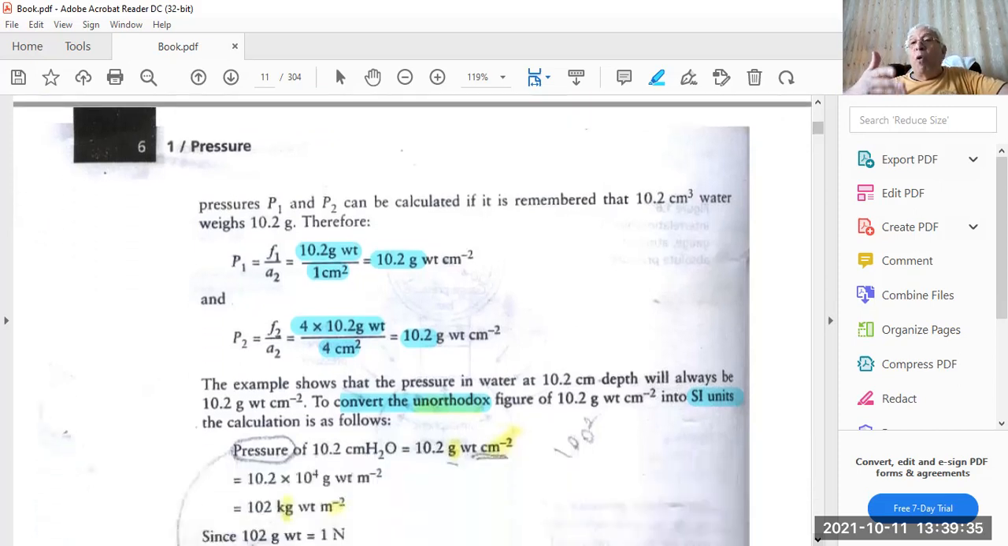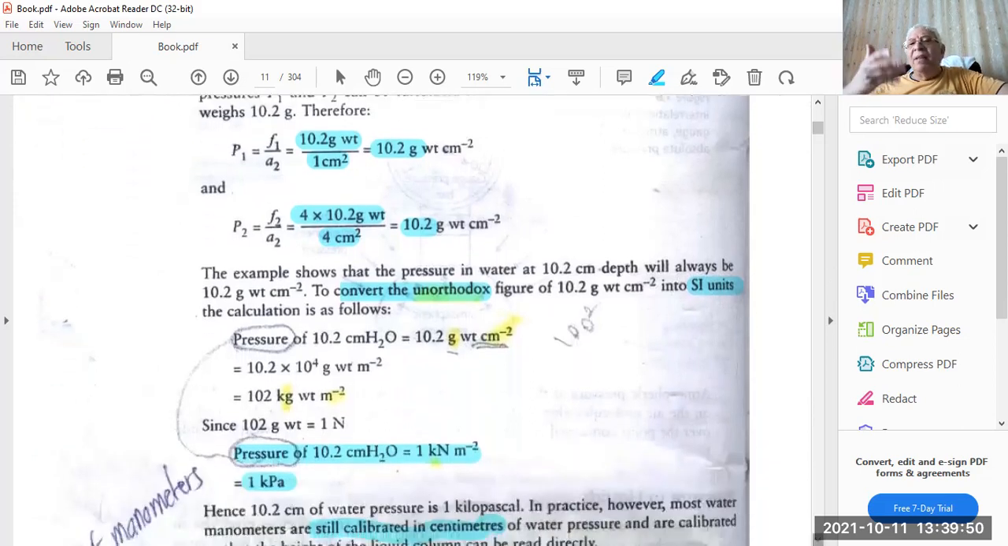This is not an orthodox figure. You must refer this figure to the Systemic International System. Centimeter, of course, must be meter. The gram must be Newton. In other words, the figure of 10.2 gram weight per centimeter will yield 1 kilopascal. So the difference in the caliber of the cylinder will not affect the final pressure.